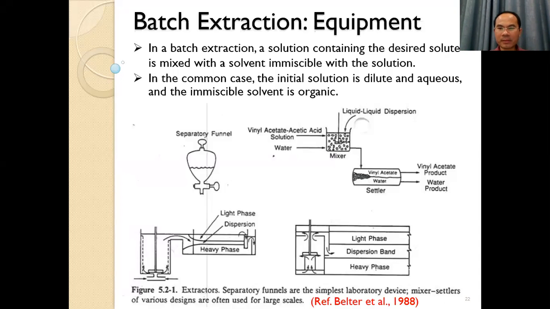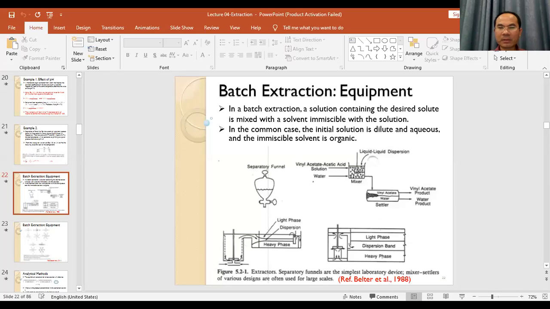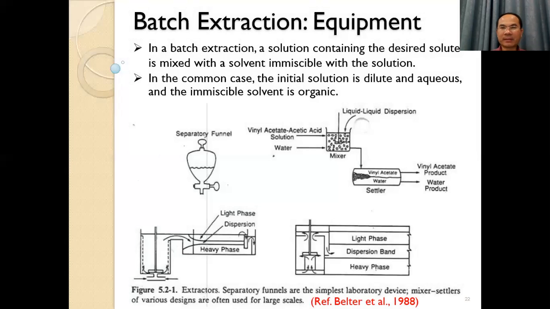Hello, everybody. Welcome to the downstream processing and bioseparation process. We will continue the lecture on extraction. Previously, we talked about the principle of extraction and also the effect of pH on the extraction process.